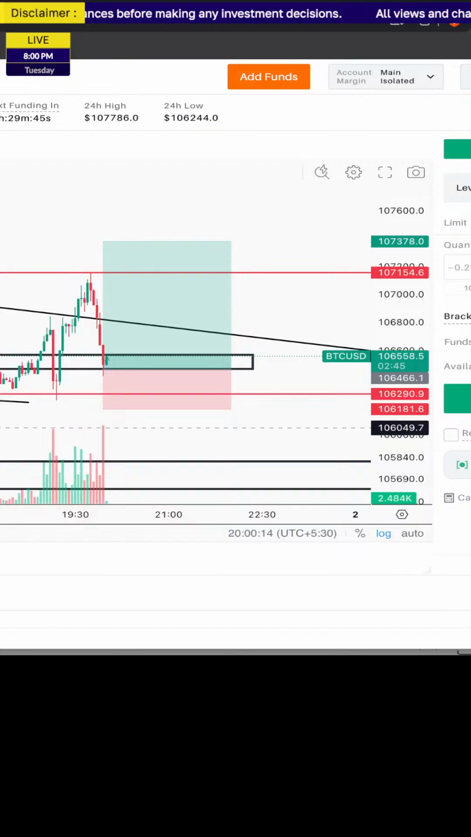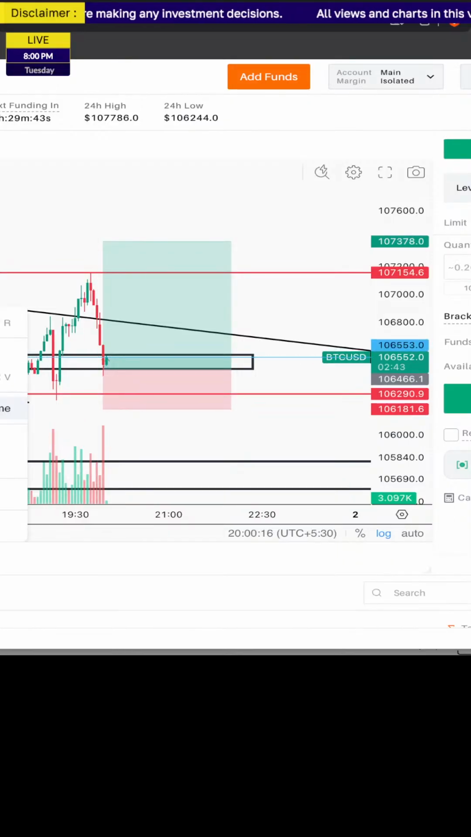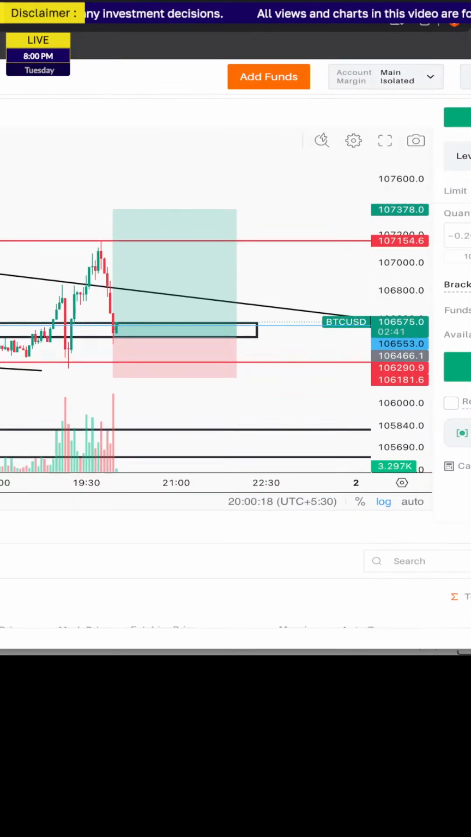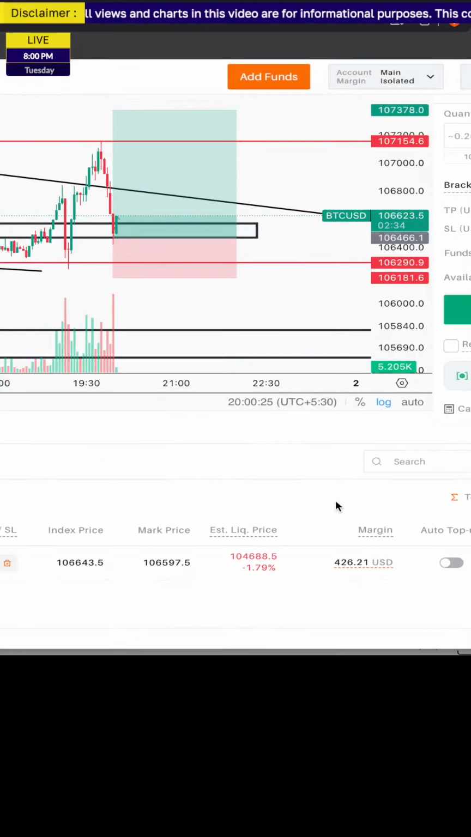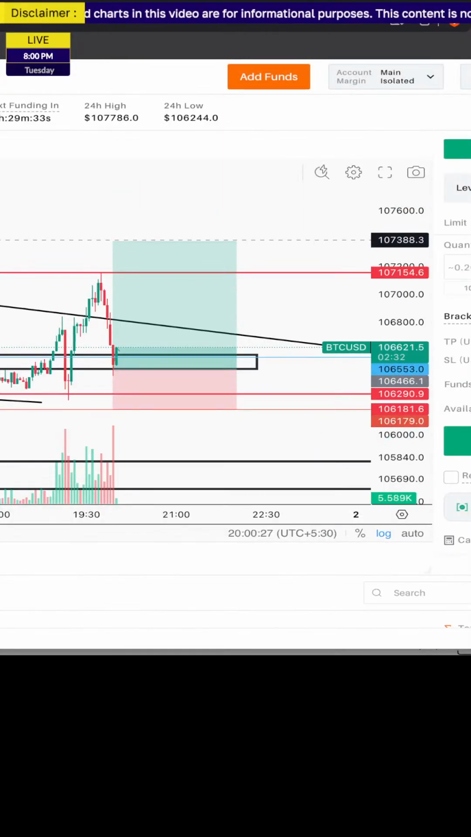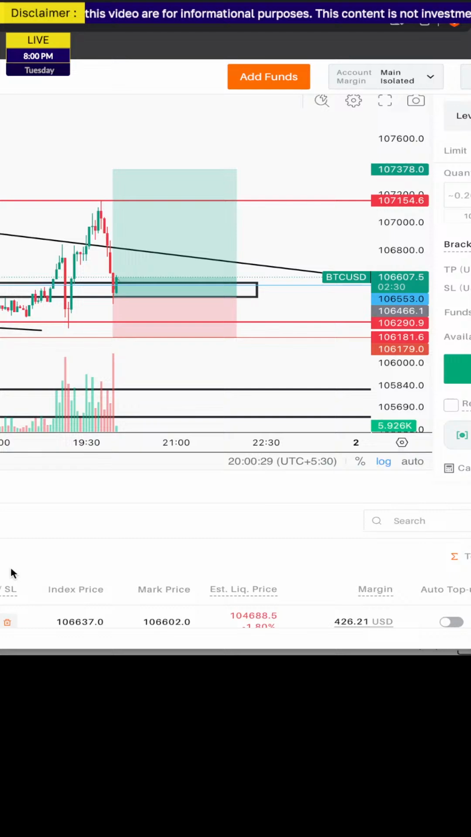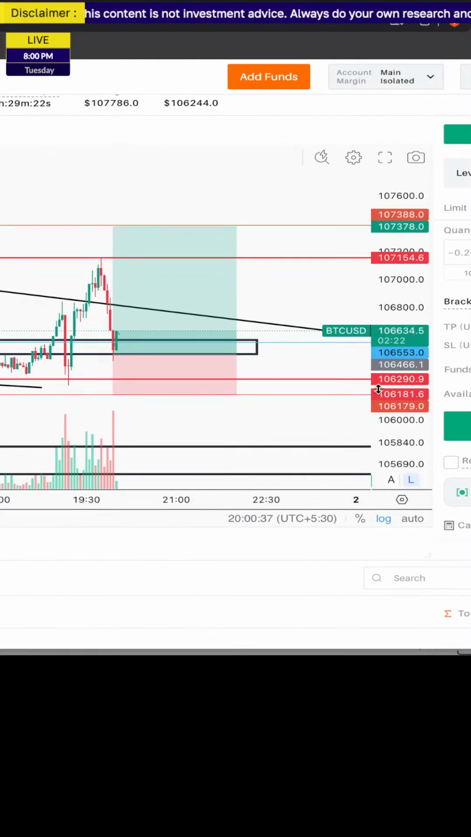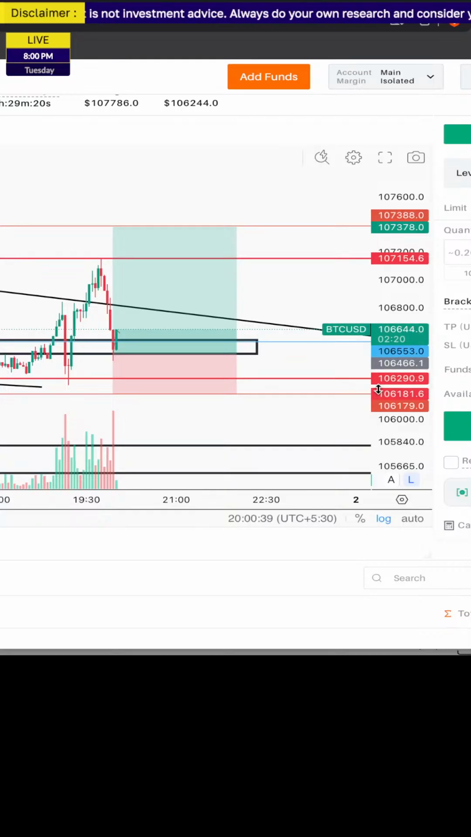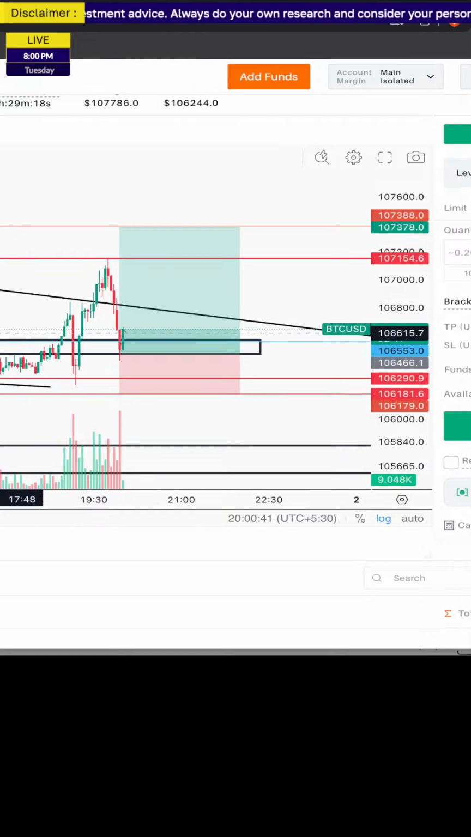Okay, at the setup I've placed an order. I have considered the stop loss. I'm placing the stop loss. And for the target, I'm considering the zone. So this is the zone. We'll see how it goes.